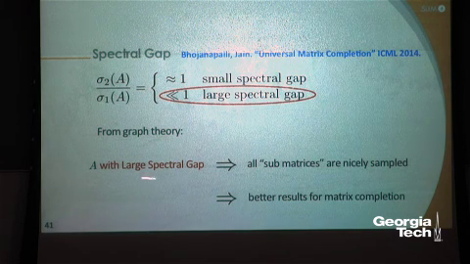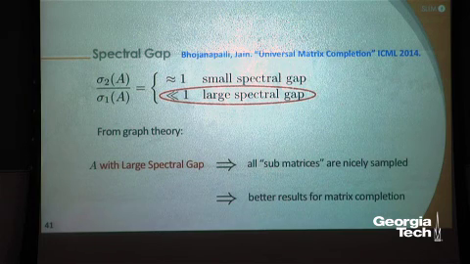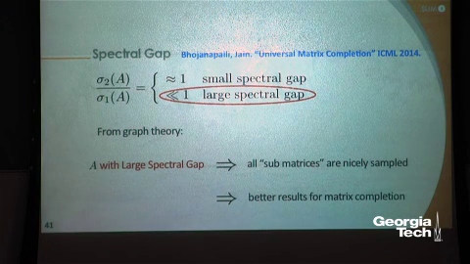So if you have a large spectral gap, that is, this value is much smaller than 1, then all submatrices are nicely sampled, and we can then expect better results for matrix completion.